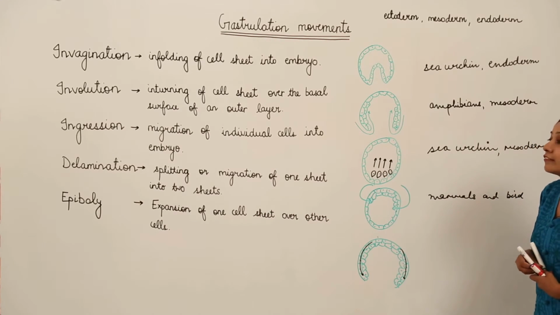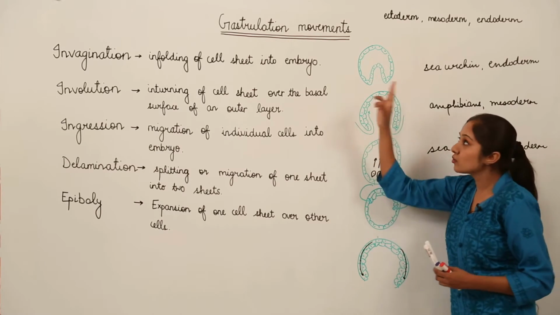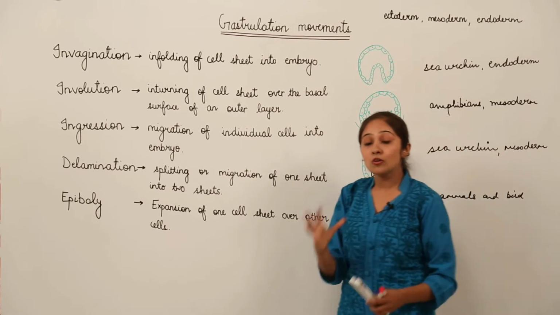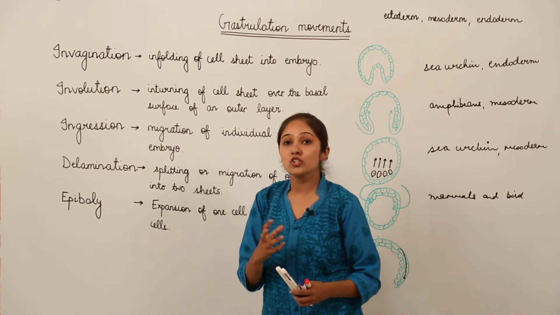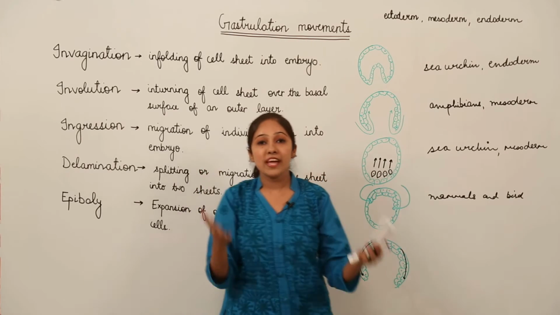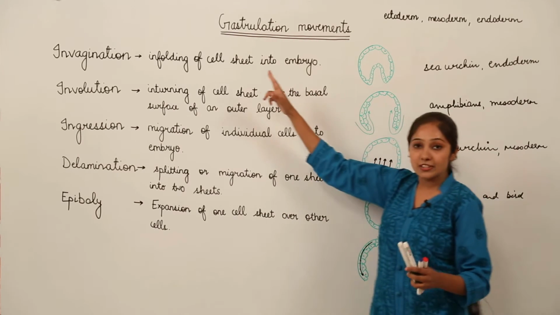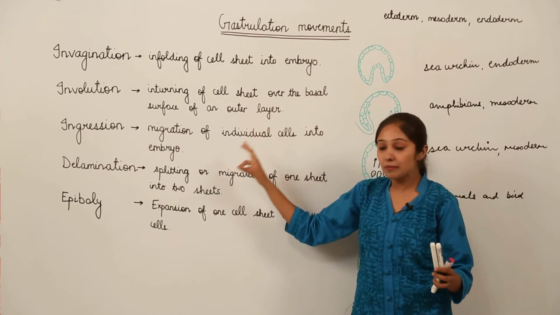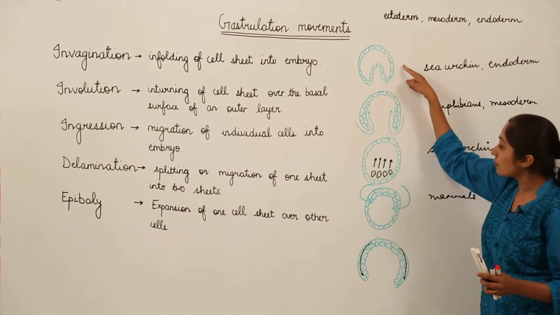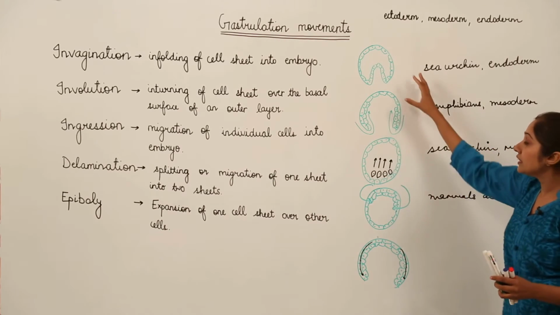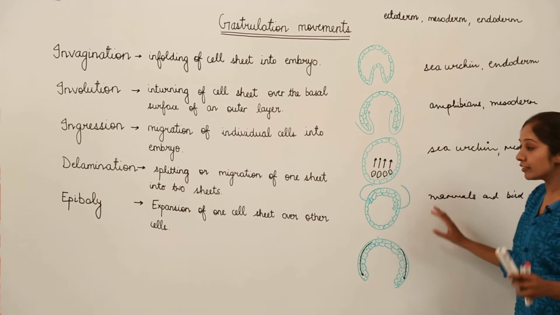So these are the 5 main types of gastrulation movements, means how the cells of the blastula are going to show movements to form the base or to set the stage of a multi-layered organism. We have invagination, involution, ingression, delamination, epiboly. You can make out from the diagrams we have made that how these movements are entirely different from each other.